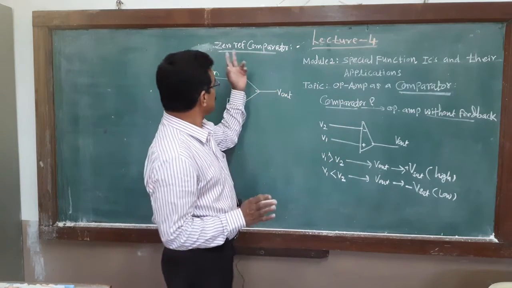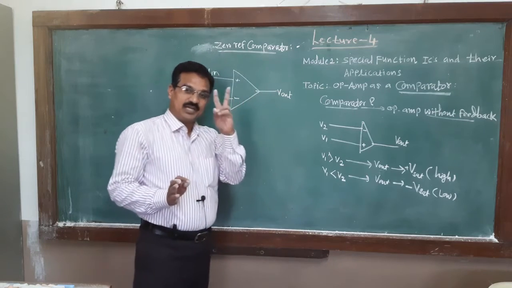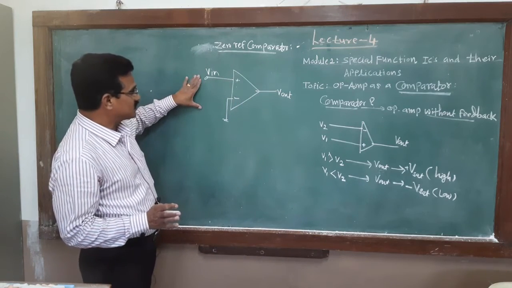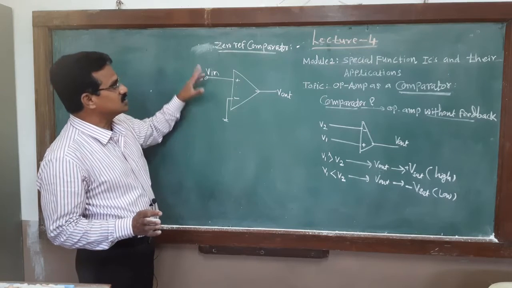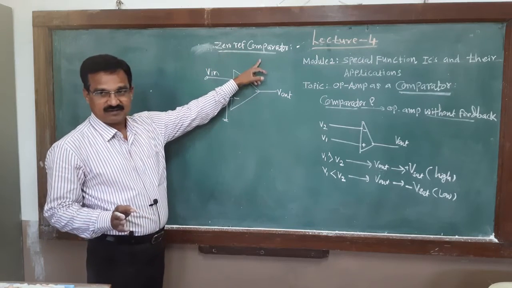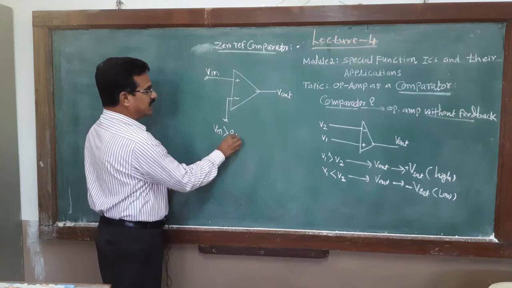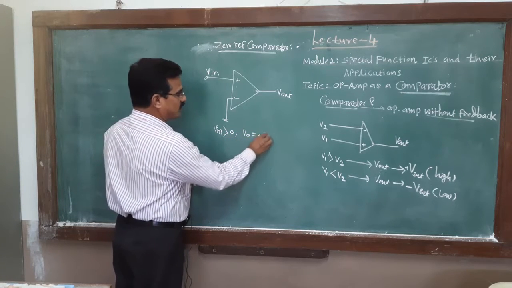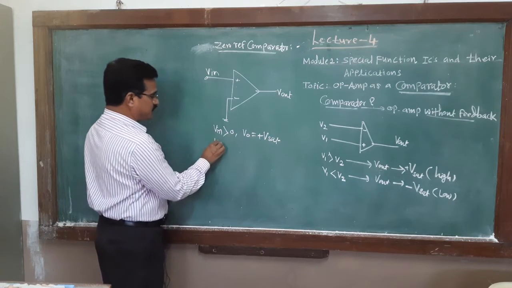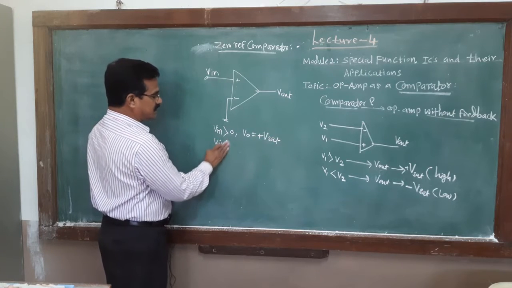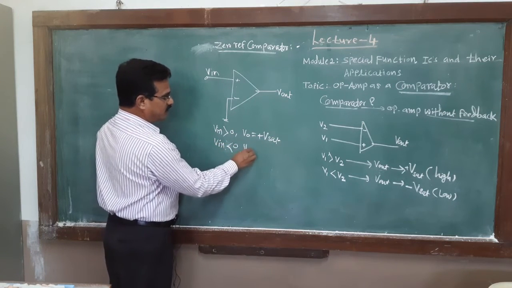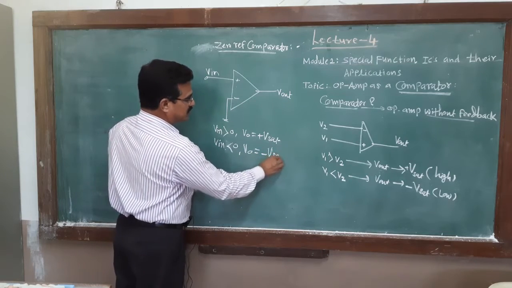The zero reference comparator is again of two types. This is the non-inverting zero reference comparator, and for this condition, if Vin is greater than 0, V0 is equal to plus V saturation, and if Vin is less than 0, at that time V0 is equal to minus V saturation.